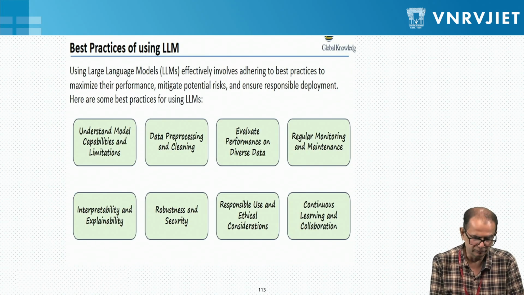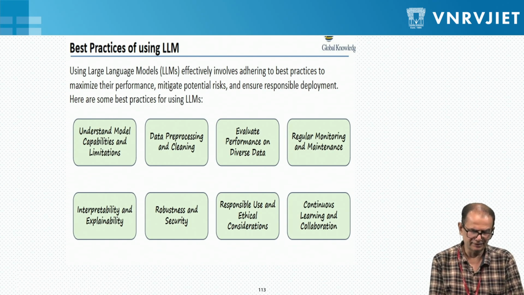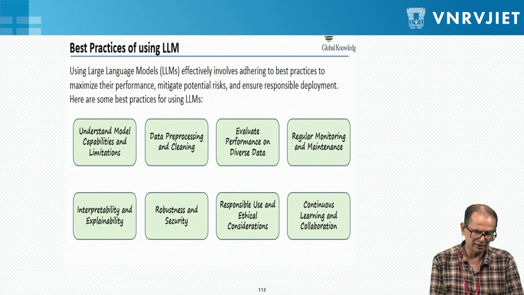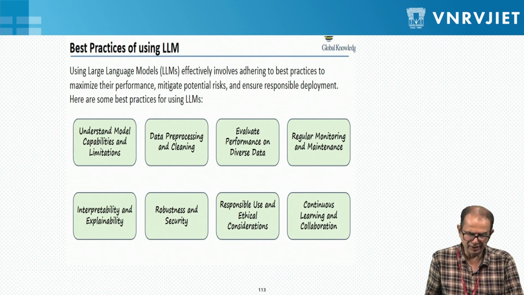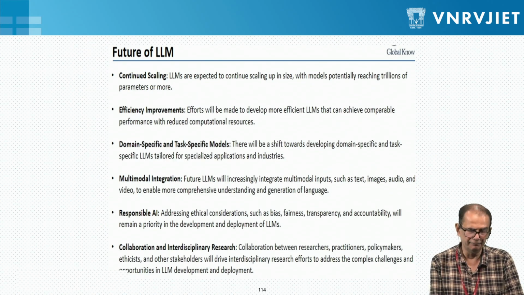Okay. Now, what are the best practices that we have for the LLM? We need to understand the model. Okay. We need to process the data, and then subsequently we need to evaluate. And regular monitoring we need to do. We need to have interpretability and subsequently robustness, responsibility, continuous learning. So that is what we need to do in the case of LLM.